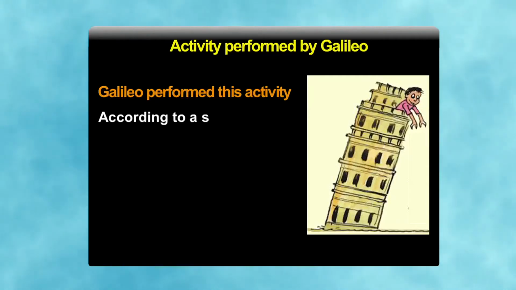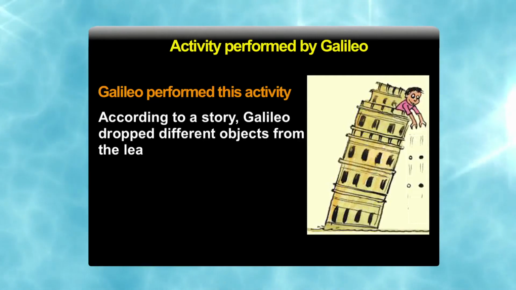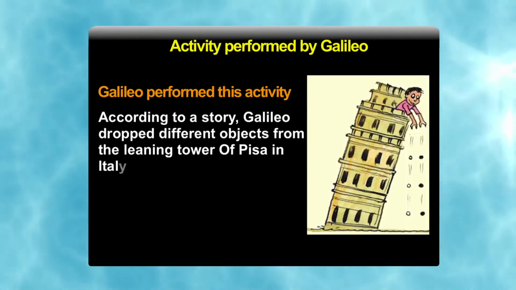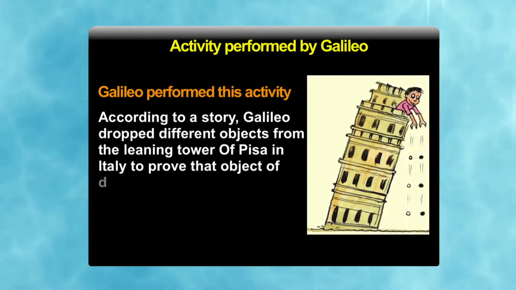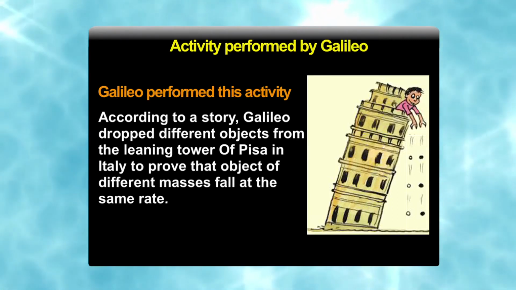The activity was also performed by Galileo long time back. According to a story, Galileo dropped different objects from the Leaning Tower of Pisa in Italy to prove that objects of different masses fall at the same rate.